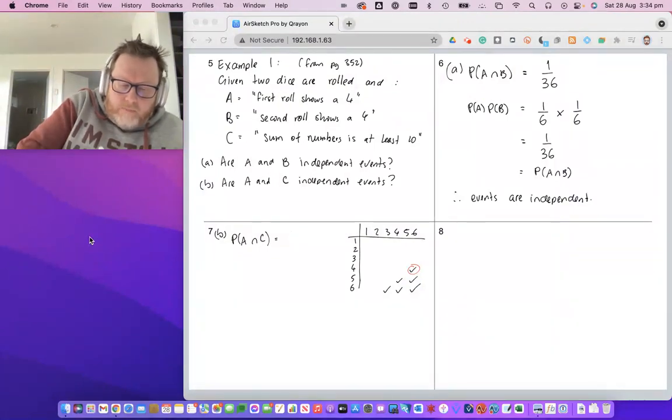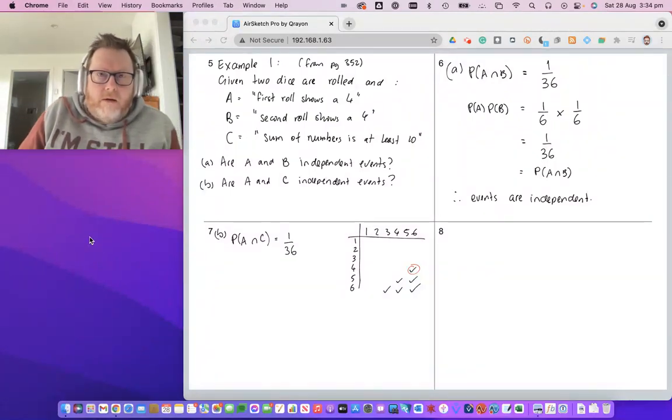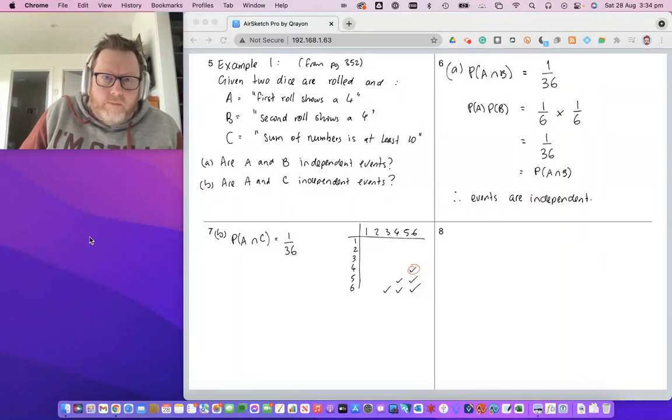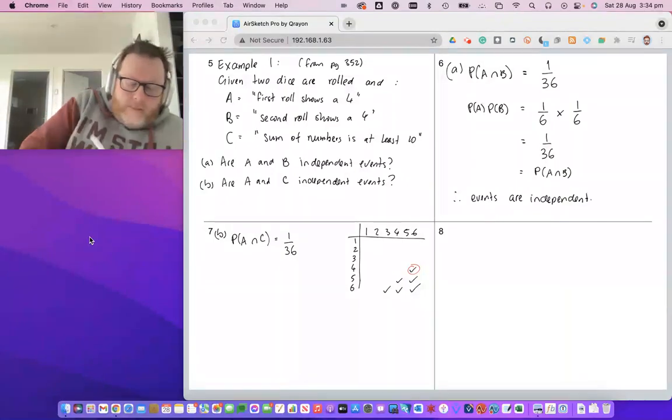Oops, change colors. Is 1 on 36. 36 possible outcomes, only one of them matches. Okay, now we need to do probability of A multiplied by the probability of C, and that's a little bit easier to do.